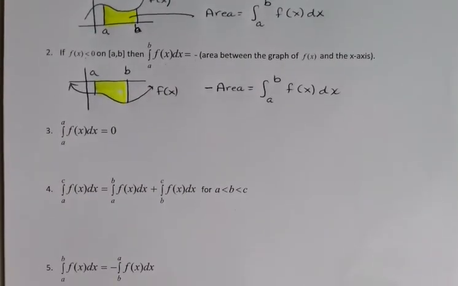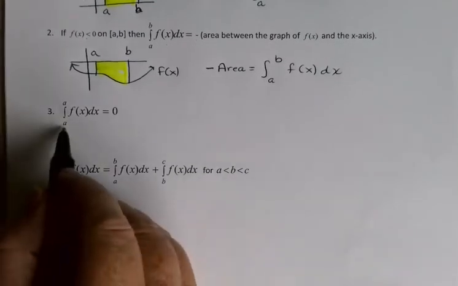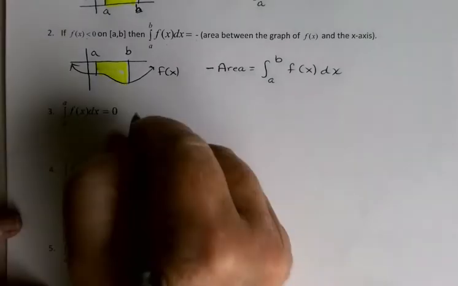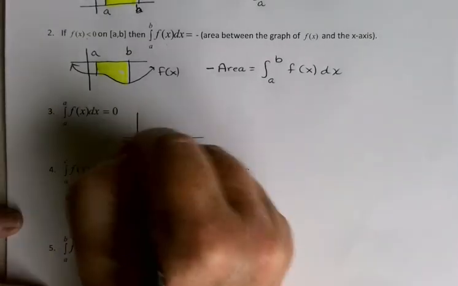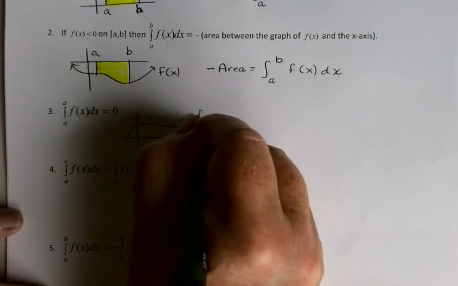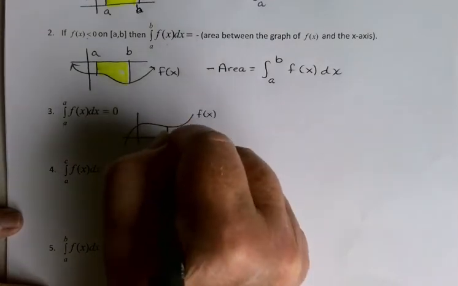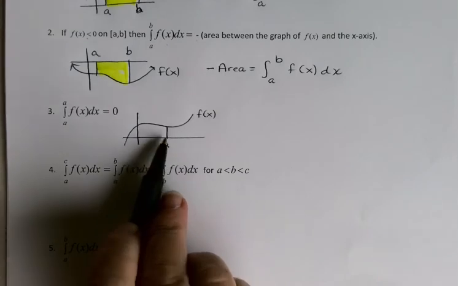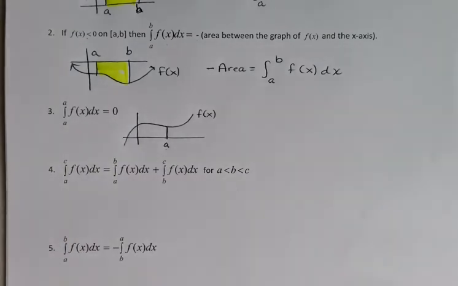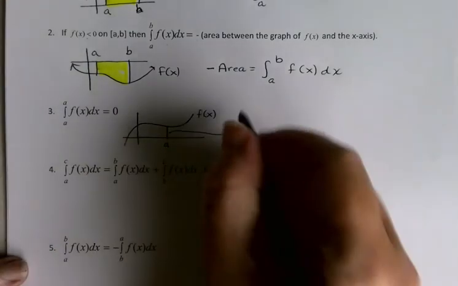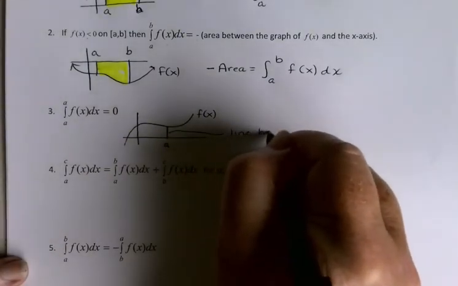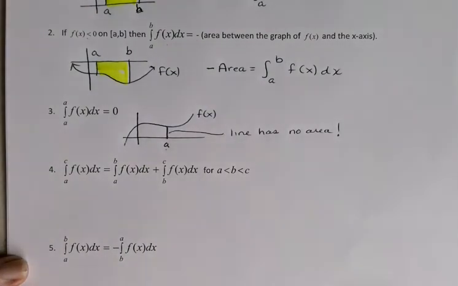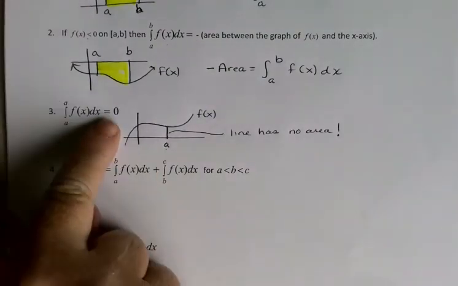All right, property 3. The integral from a to a of f of x dx is 0. Essentially, I'm literally integrating from a to itself, and a straight line like that has no area. So the integral, the area of that line, would be 0.